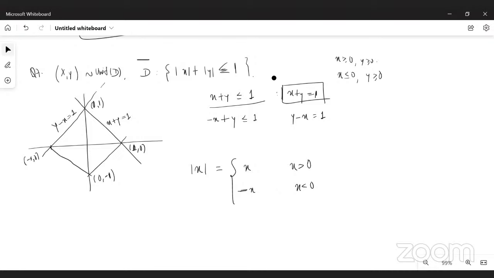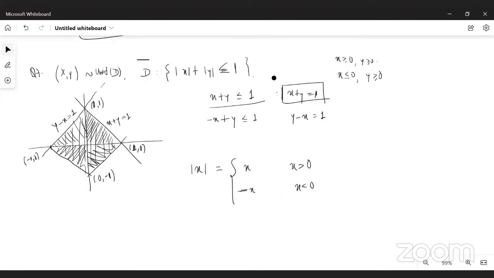Now, according to the first equation, your x plus y should be less than or equal to 1. So this line is x plus y equal to 1, and you want this to be less than or equal to 1. It means you want inside this, right? Then you want y minus x to be less than 1, so again inside this. Similarly, you will get these. So basically overall this area.